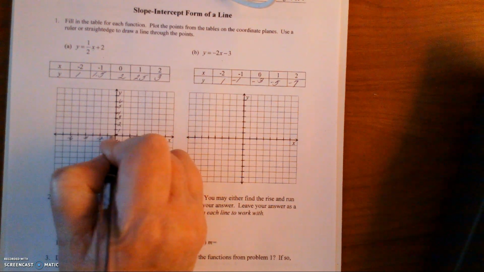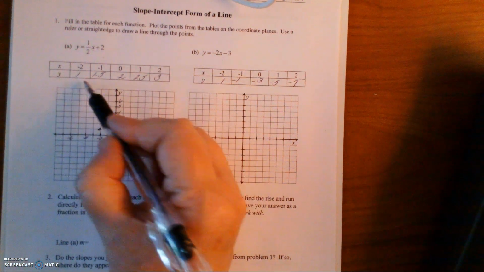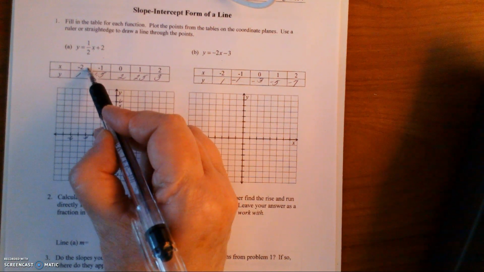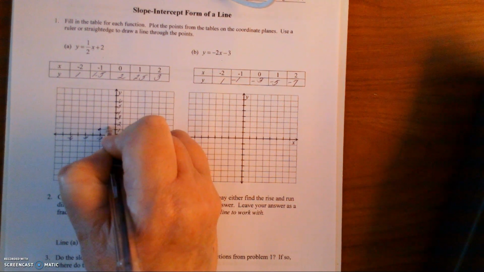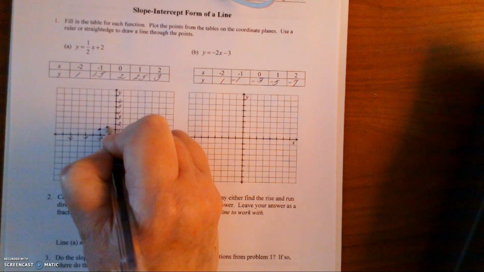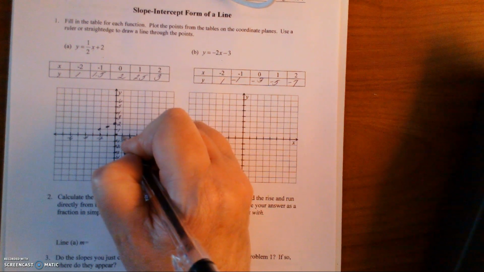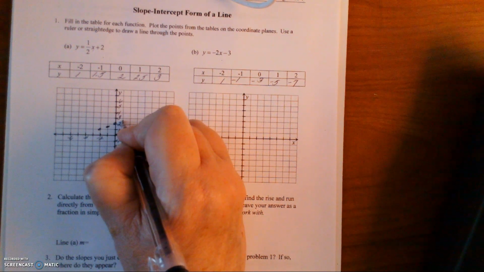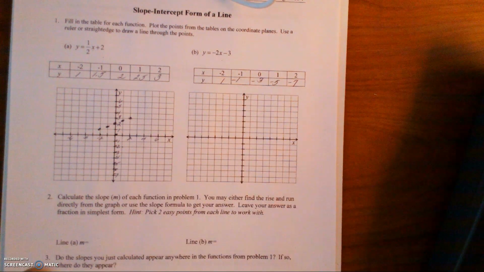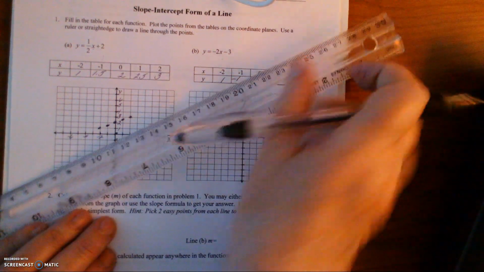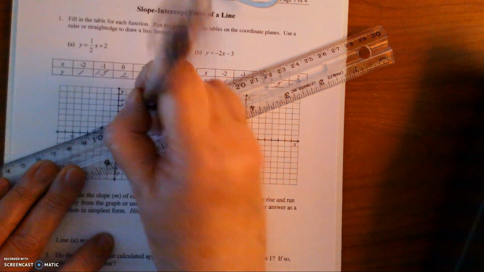Okay, so the first one is -2 up 1, because remember, -2 goes to the left, positive goes up. So then we have -1 and 1.5. So between 1 and 2 is 1.5. 0 is 2. 1 is 2.5. Okay? And 2 is 3. Now I'm going to draw a line. They call it a straight edge. I call it a ruler. It's the same thing. Okay?